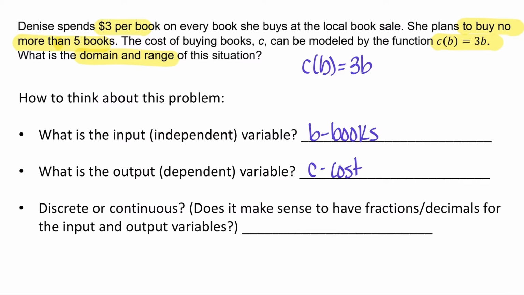So is this discrete or continuous? If we think about books, you can't really buy half a book or a fourth of a book, right? You can't really have fractions or decimals. Although cost is money and money is continuous, it's going to be discrete, because as long as one of your variables is discrete, you're going to need a list. Both of them have to be continuous for it to be continuous. If one of them is discrete, you're going to need to use lists.